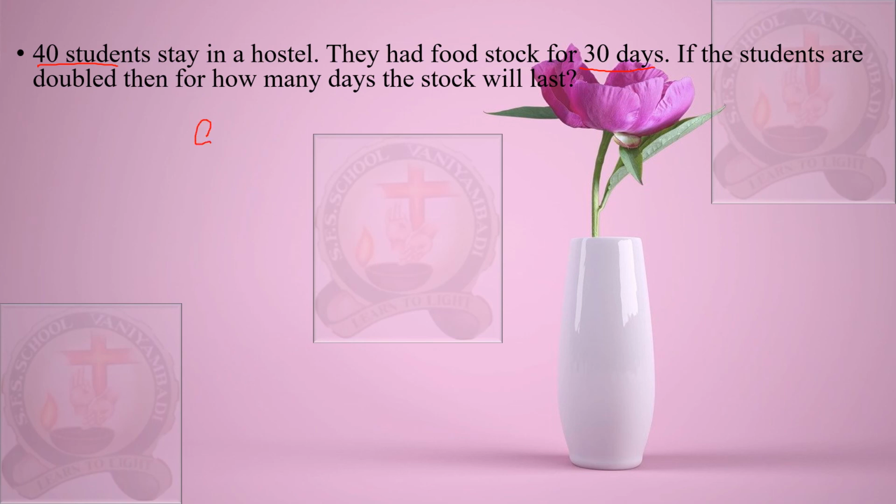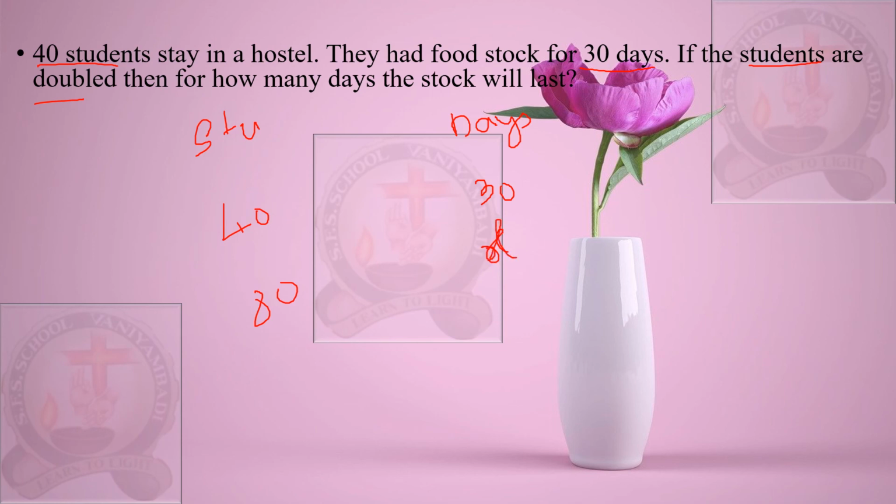Two quantities. What are the quantities here? First one is students. Second quantity is number of days. For 40 students, how much food is stocked here? For how many days? 30 days. The next question is if the students are doubled. Before it was 40, if it is doubled it means 80. If the students are doubled, for how many days will the same food last? That is the question here.